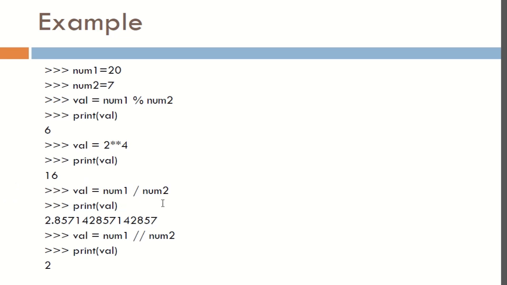Number 1 double-slash number 2 means floor division. What will be the floor division? Floor division means you get the quotient, like 7 twos are 14, so the quotient value only you will get. So 2 is the quotient value. Floor division means you receive the quotient, and mod means you receive the remainder. These two things you have to keep in your mind.